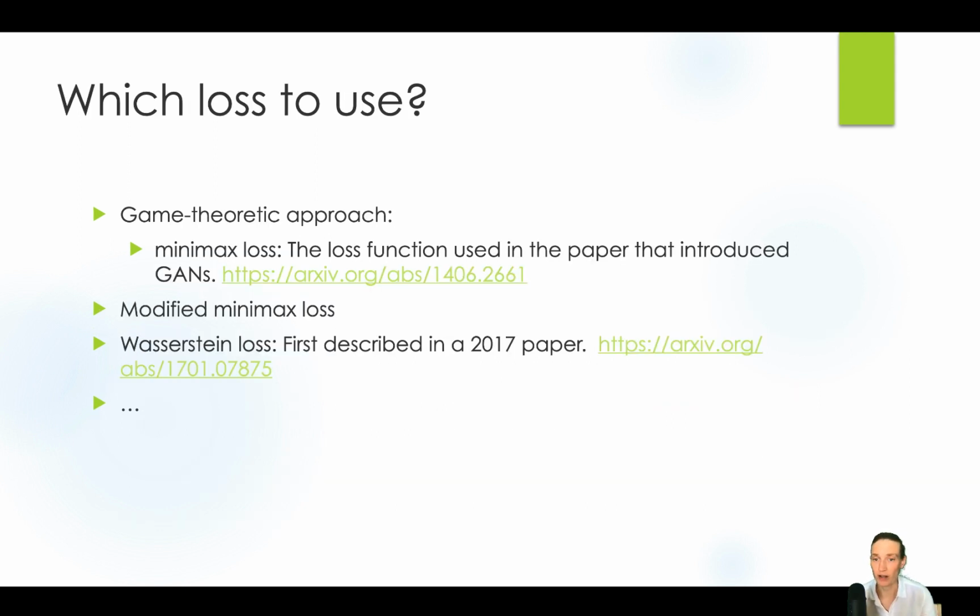There are different types of loss that we use. I'll just talk to you about minimax loss. It's one of the original losses, but there are others that you might use. So if in a research project you're implementing a GAN, you should have a look at what type of loss would be best for your network.